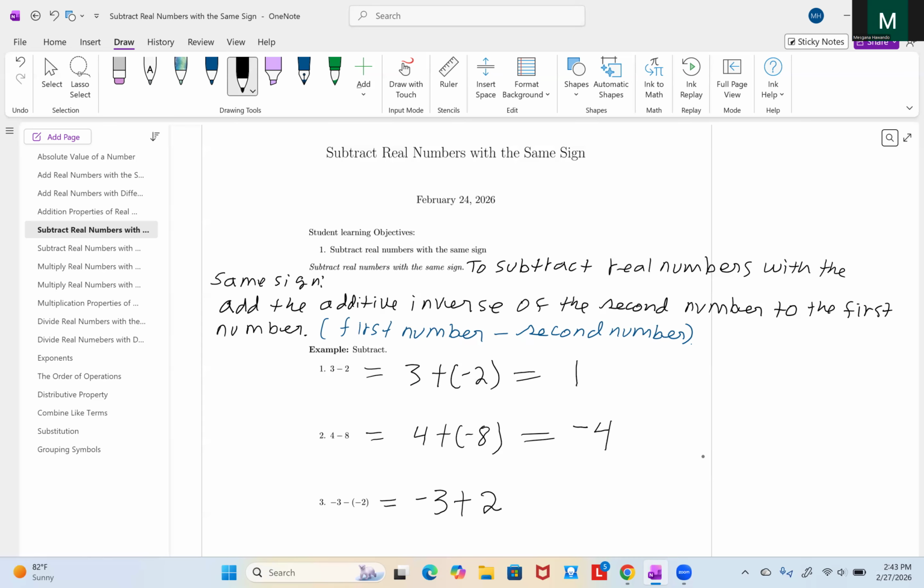Now we are adding two real numbers with the same sign. So we use the steps for adding numbers with the same sign. We subtract the smaller absolute value from the larger absolute value. The smaller absolute value is 2, so we subtract it from 3, the larger absolute value. 3 minus 2 is 1. The sign of the larger absolute value is negative, so the answer inherits the sign of the larger absolute value.